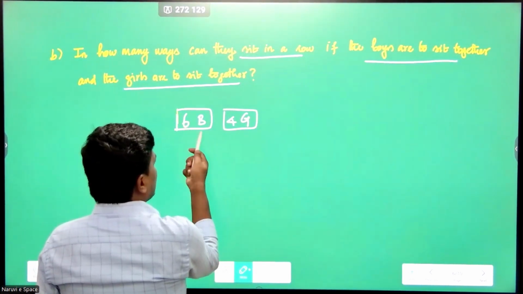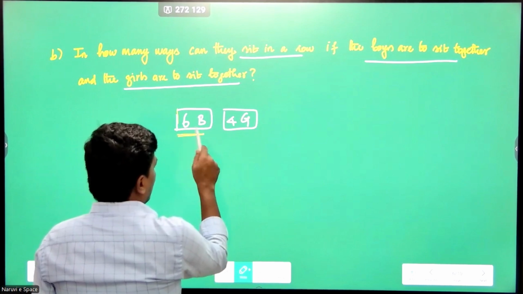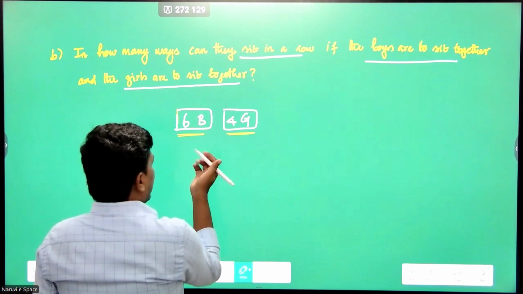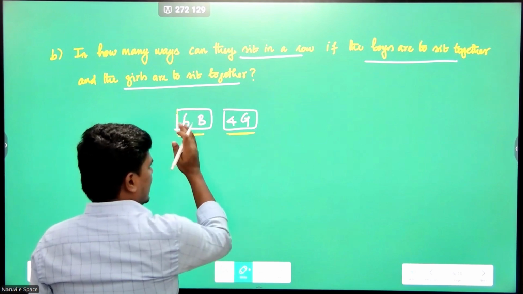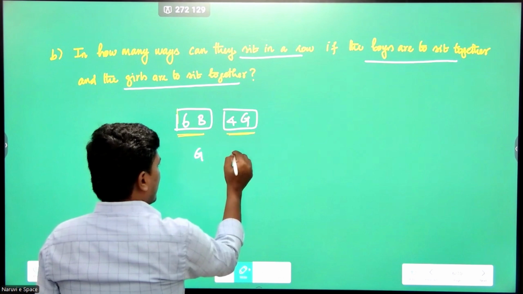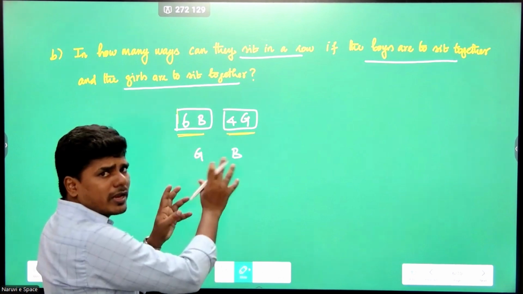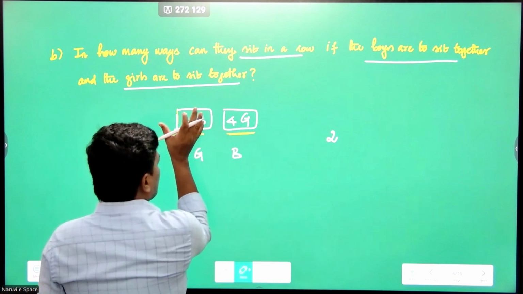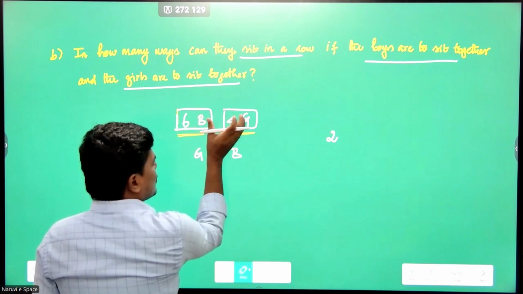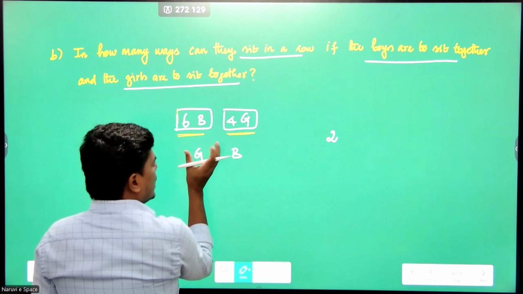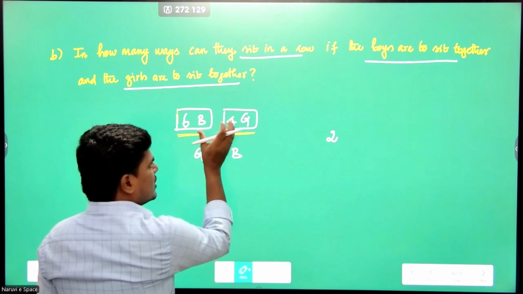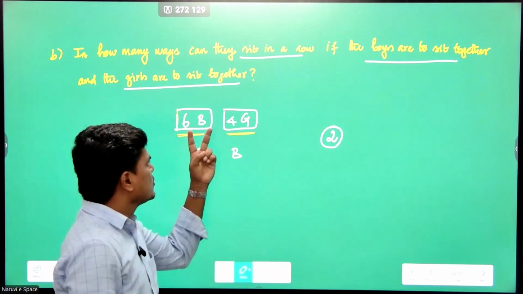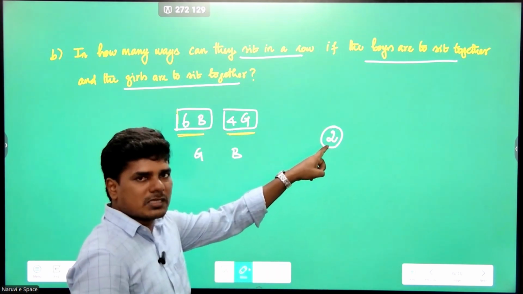See here, if we make it like this, the 6 boys are always together, the 4 girls are always together. In this case, either boys can sit this side and girls that side, or girls this side and boys that side. 2 arrangements we can make. So if we take each group as one quantity, only 2 elements, these 2 elements we can arrange in 2 ways.